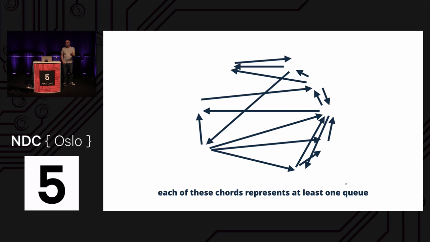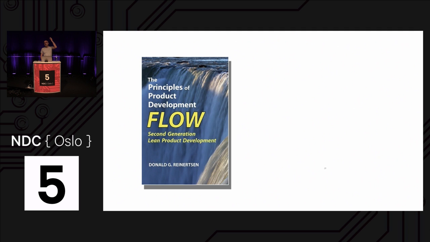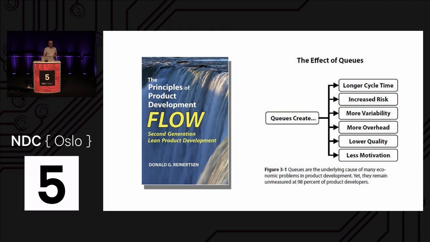You want to avoid queues if we can, and the reason why is in Don Reinertsen's book, The Principles of Product Development Flow. It's massive, incredibly dense, packed with economic theory, but it just blew my mind when I read it. In it he talks of the effect of queues on systems of work, and he says queues create a number of things. They increase your cycle time, so the amount of time it takes for work to get through that value stream and into production earning money.